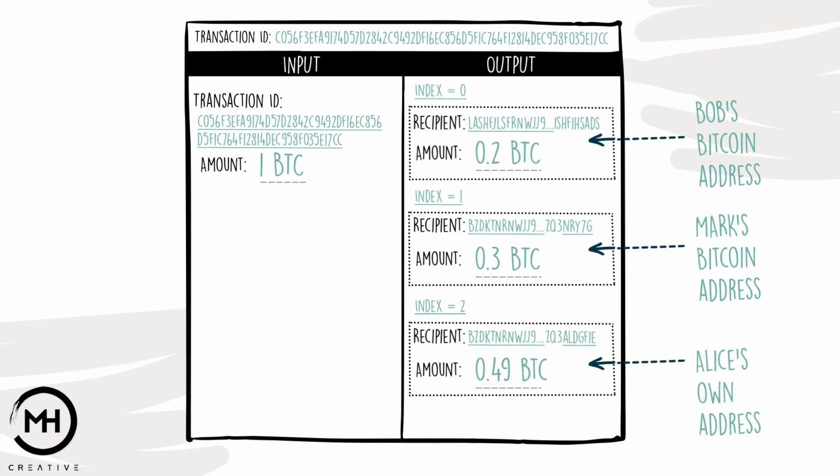Since this transaction has 3 outputs, it also has an index field here, 0, 1, and 2. The next time Mark wants to spend these 0.3 Bitcoins, he can refer to this money he's been given by Alice by using the transaction ID combined with this index number.